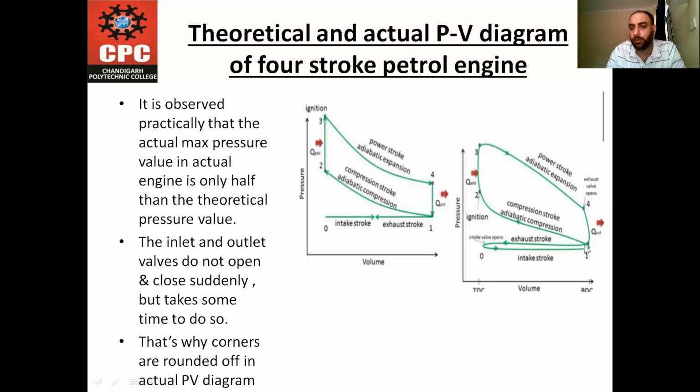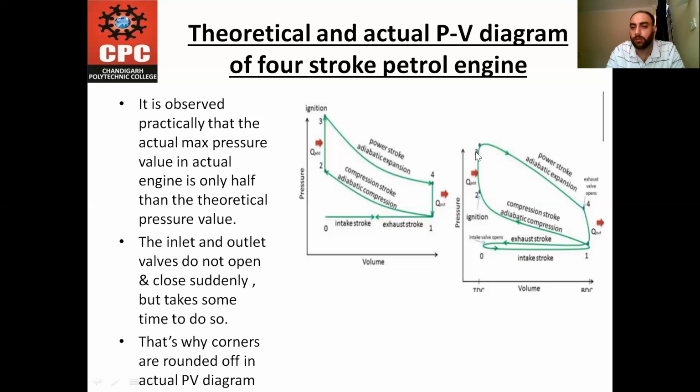0 to 1, this is a downward line. 0 to 1 represents the intake stroke. The piston moves from TDC to BDC. And 1 to 2, here again the piston moves from BDC to TDC. Here pressure is increasing and our volume is decreasing. So this is also called the adiabatic compression or compression stroke.